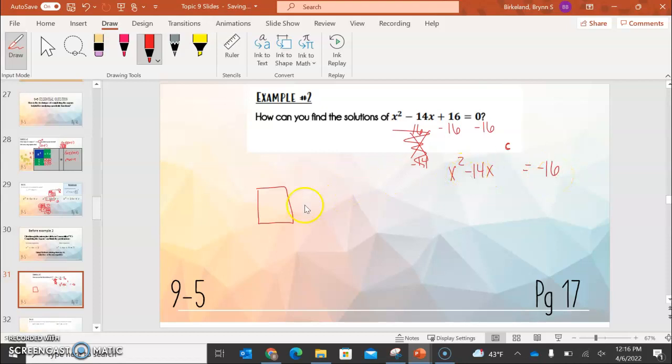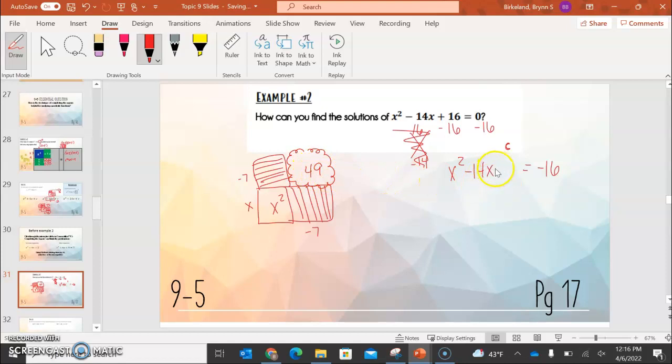Let's begin drawing our tiles here with our x squared, and for time's sake here, I've got 1, 2, 3, 4, 5, 6, 7. Let's say that's minus 7 there. And down here, then I'm also going to have 7, 1, 2, 3, 4, 5, 6, 7. So if I was making a perfect square, I would want a negative 7 times a negative 7 to be 49.